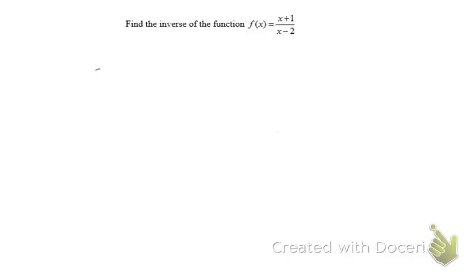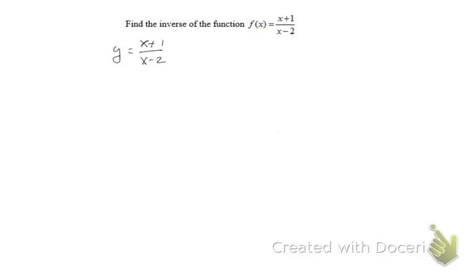To find the inverse of a function, the first thing that you want to do is rewrite the function but use y in place of f of x. So for f of x equals x plus 1 over x minus 2, this will become y is equal to x plus 1 over x minus 2.